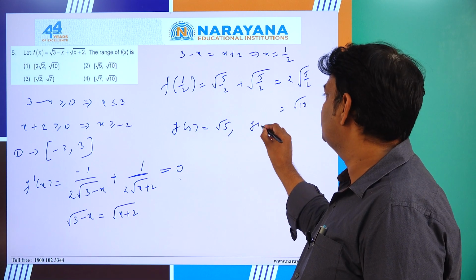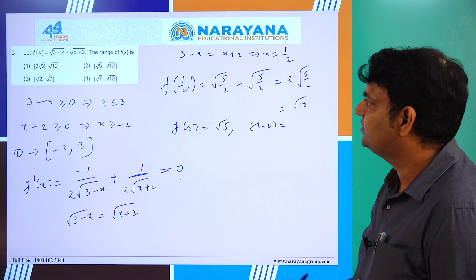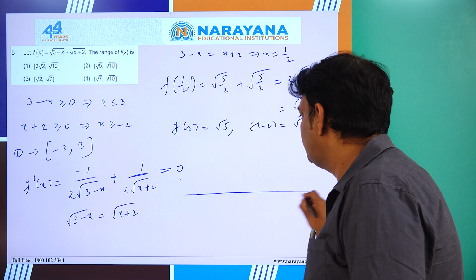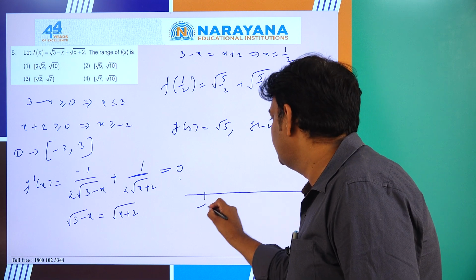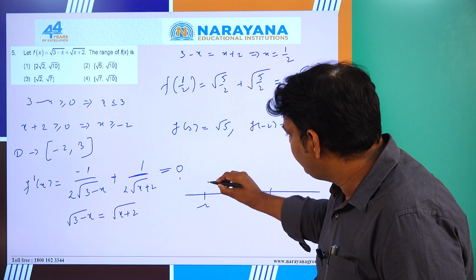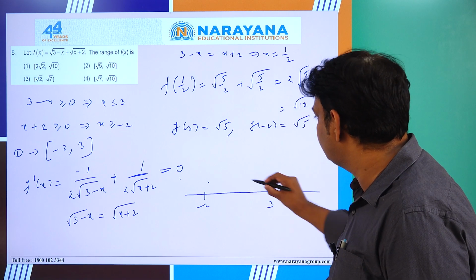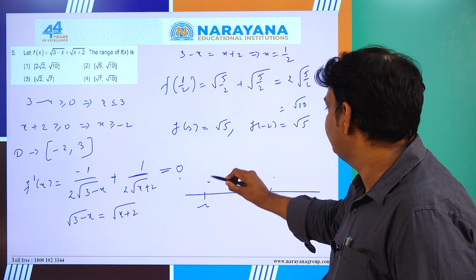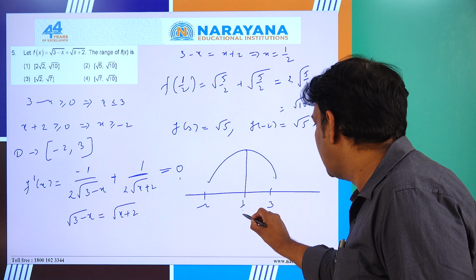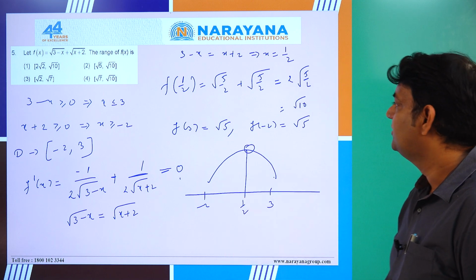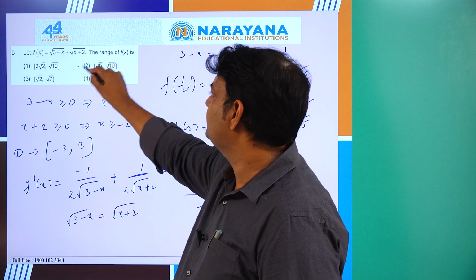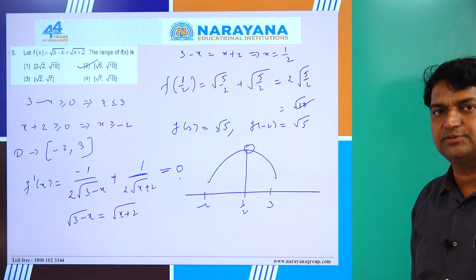And f of minus 2 value, how much? Root 5. Means the graph is something like this. This is the domain, minus 2 and 3. At minus 2 your function value is root 5, at 3 also your function value is root 5, and then the graph is increasing and again coming down, and exactly here at half it is taking the maximum value. So what is the range? Least value is root 5, maximum value is root 10, that is root 5 to root 10 is your answer for the fifth problem.